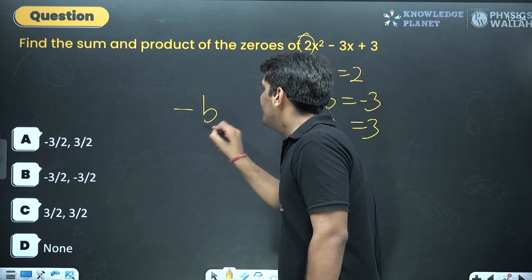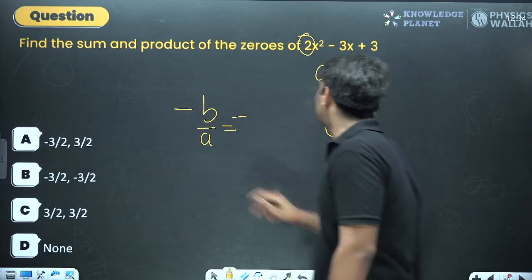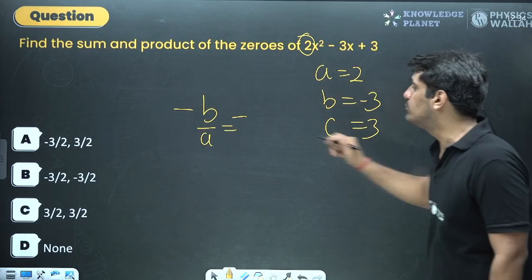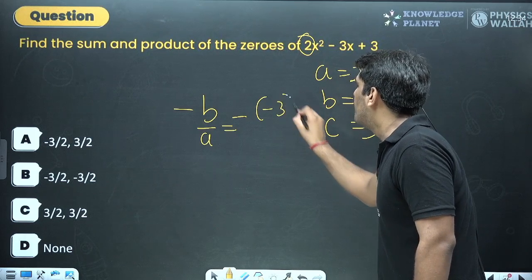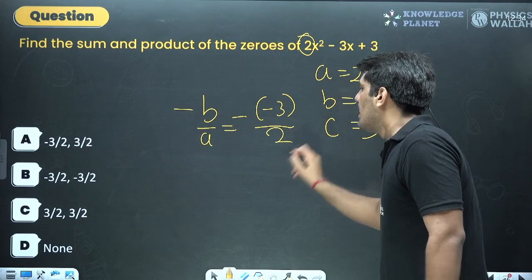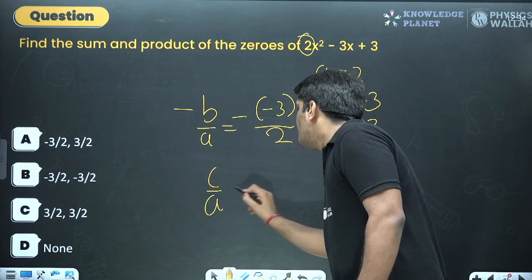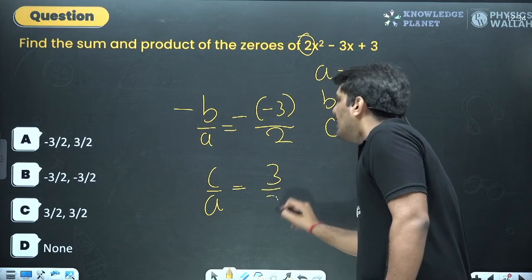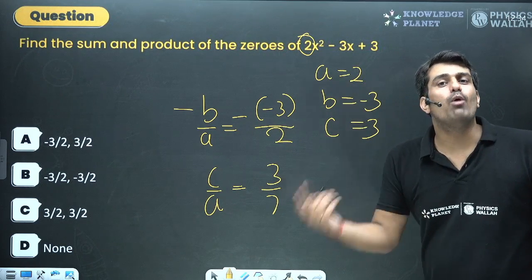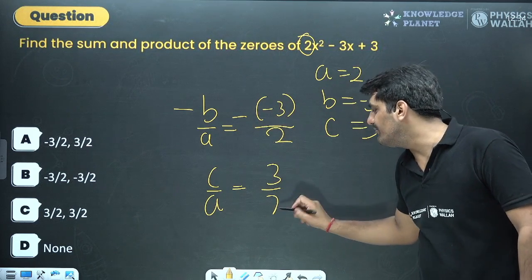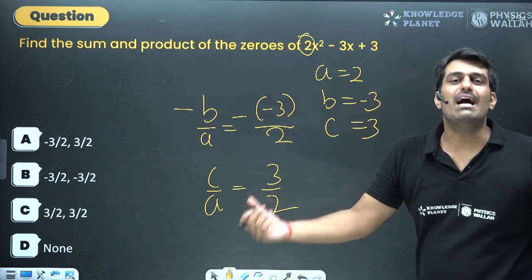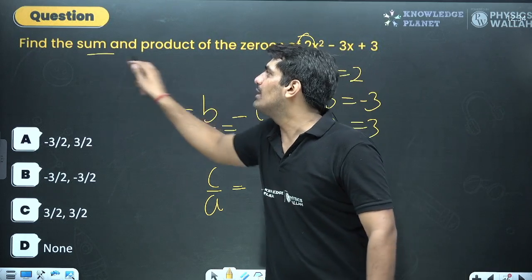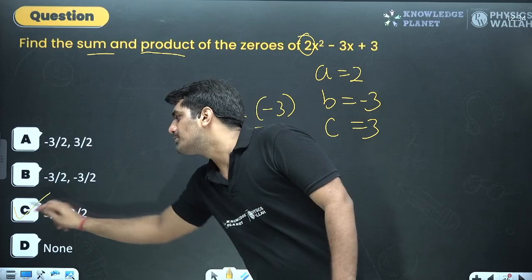Minus b by a. So the minus sign will remain as it is, but this time the value of b is also minus. So minus minus 3 upon a, a is 2. C by a, over here c is 3, so 3 by 2. Minus minus becomes positive, so positive 3 by 2. Positive 3 by 2, both the sum and the product are positive. Hence the answer is option number C.